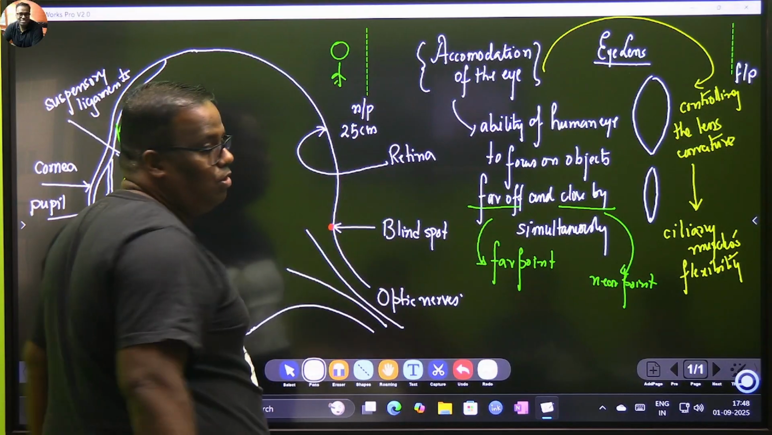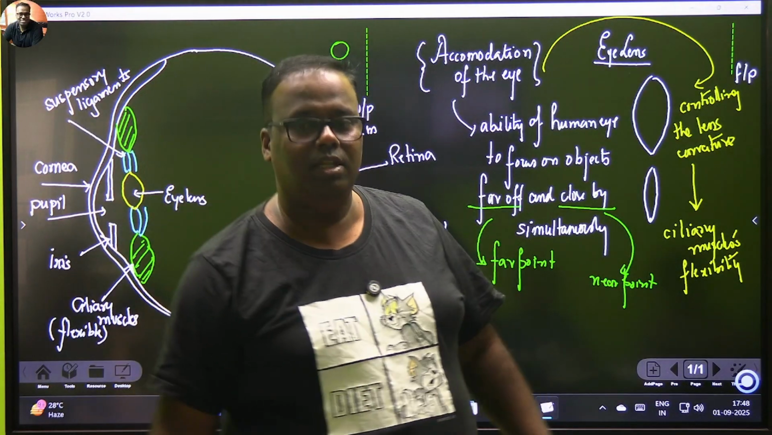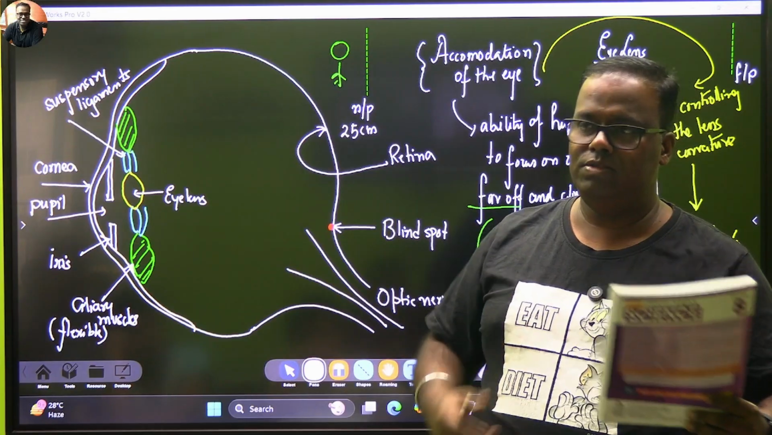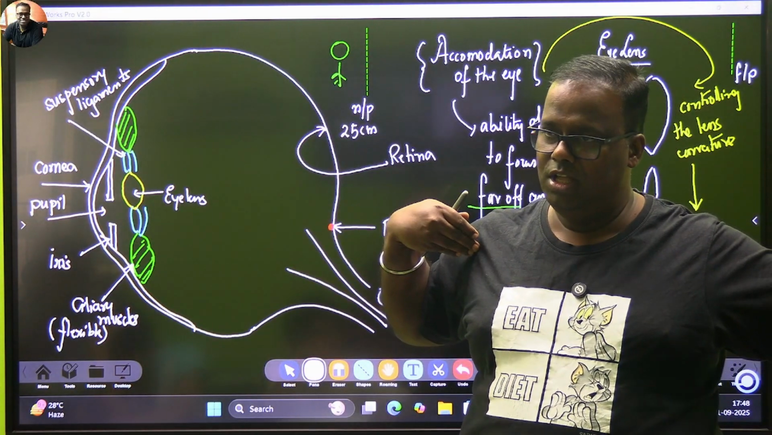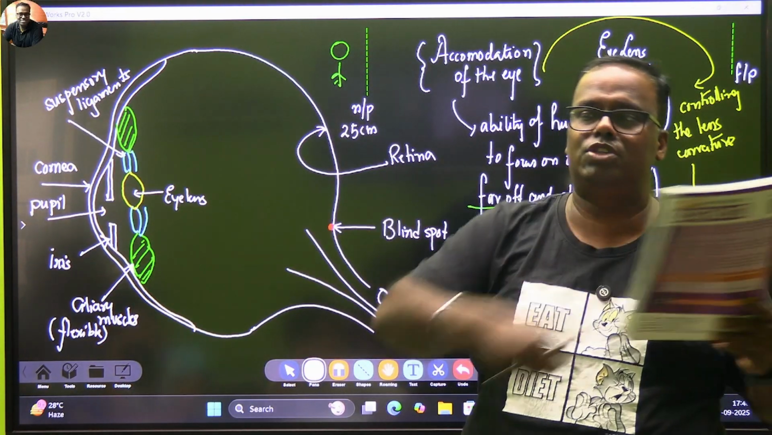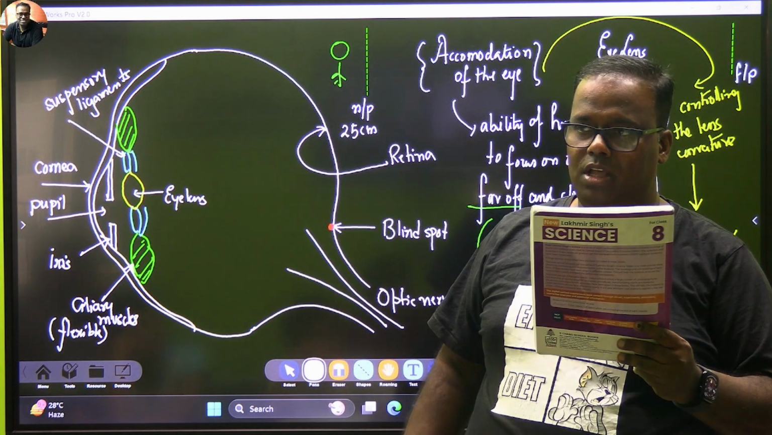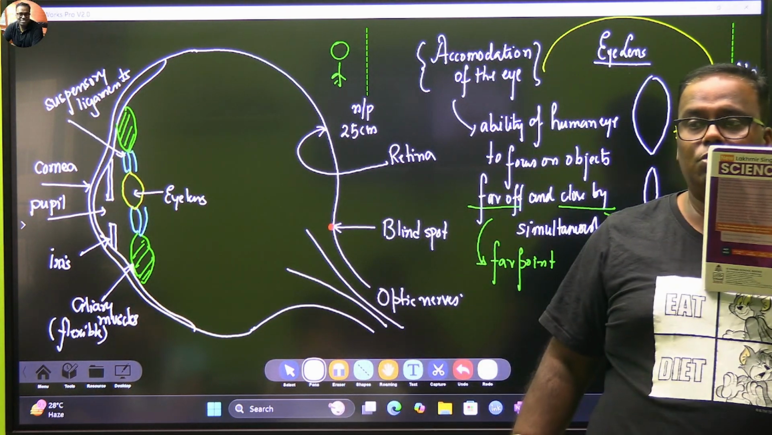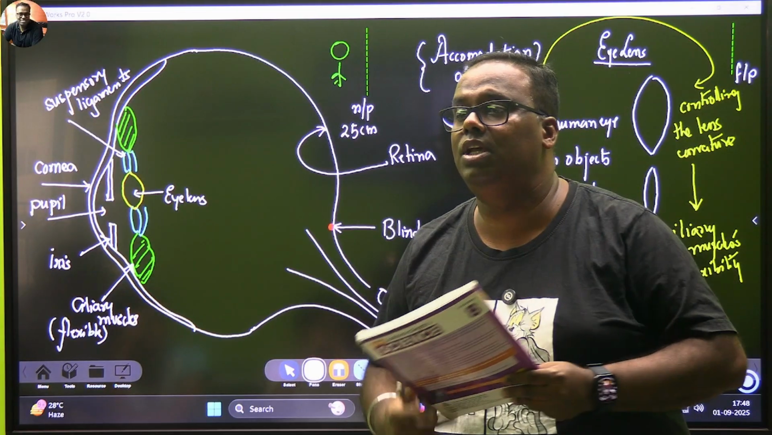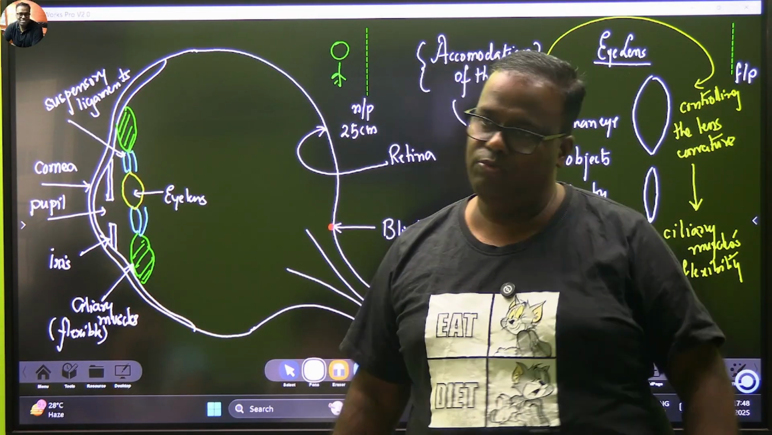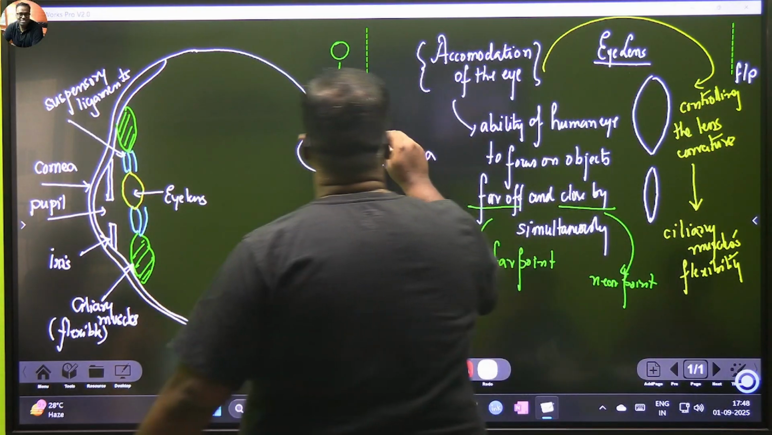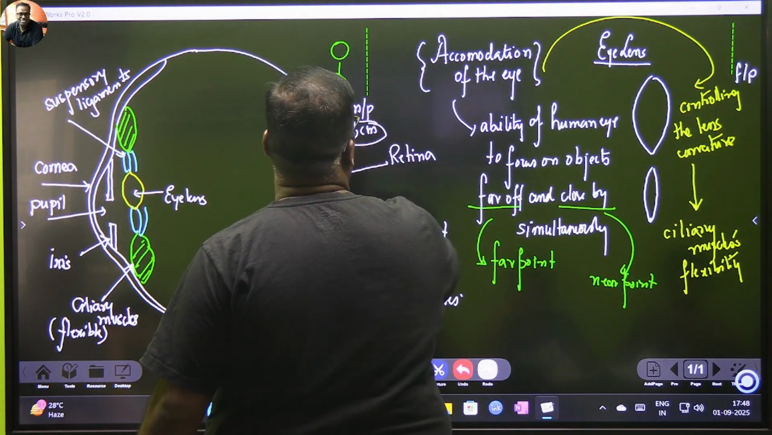That's why whenever you go for an eye test, finally they will ask you to hold the book at an arm's length and try to read. 25 centimeters: 100 centimeters is 1 meter, 50 centimeters is half, 25 is quarter. Usually, closer than 25 centimeters, the human being cannot see something distinct and clear. Have we understood? This is a normal eye. A normal eye's near point is always 25 centimeters.